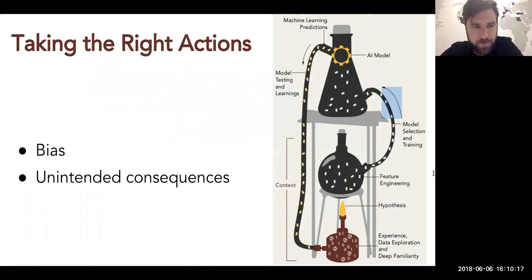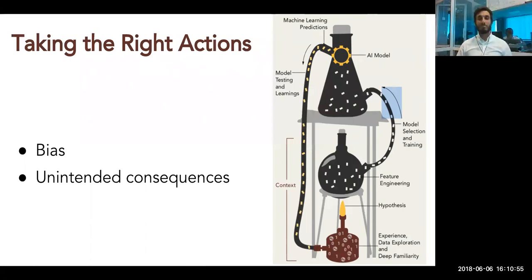I've asked the right questions. I've decided that based on these questions, artificial intelligence or machine learning is the right way to go. And then taking the right actions based on those predictions is also critical. So making sure we're paying attention to bias. This means bias in the data that's being used to train the model, bias in any heuristics that are being used and incorporated into the solution, and monitoring of the consequences or the actions that are taken based on this model. So particularly the unintended consequences.